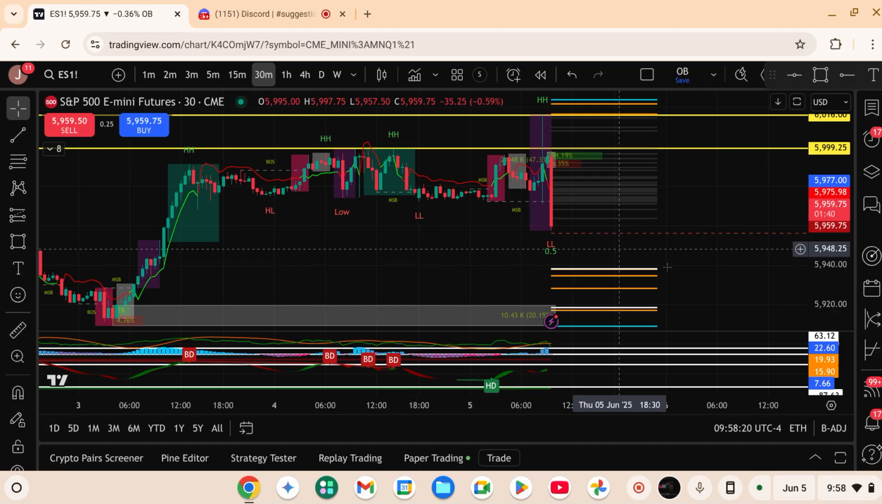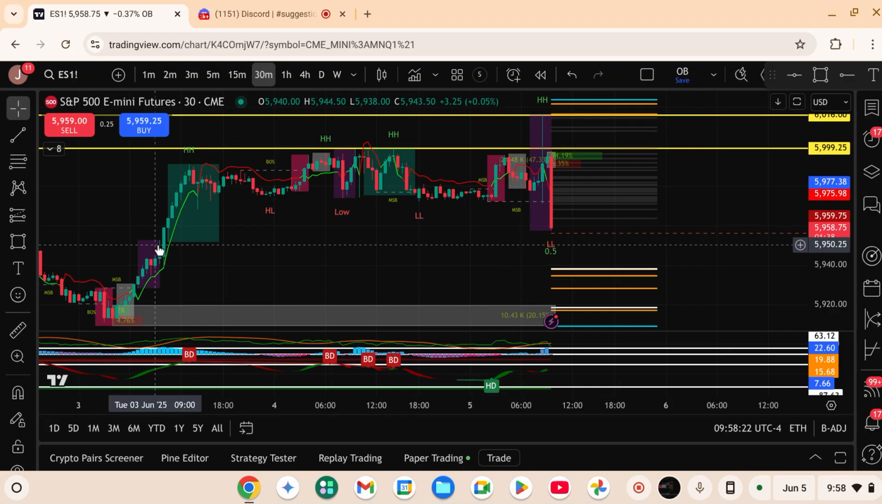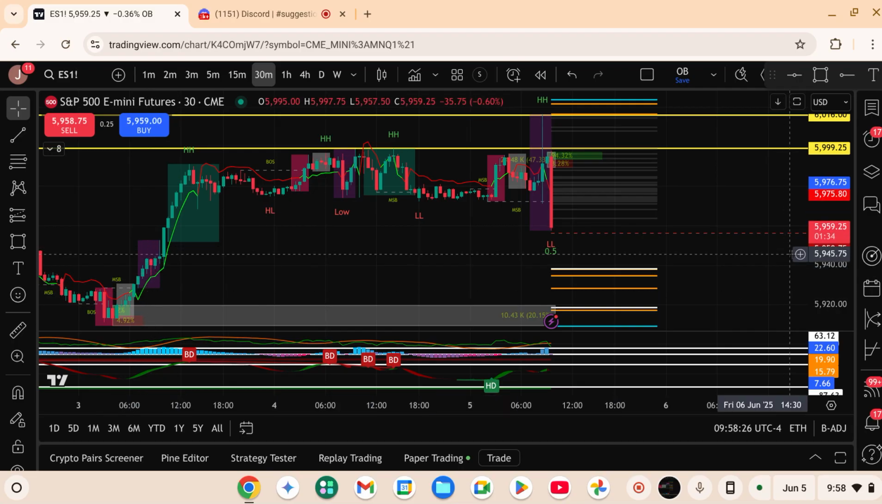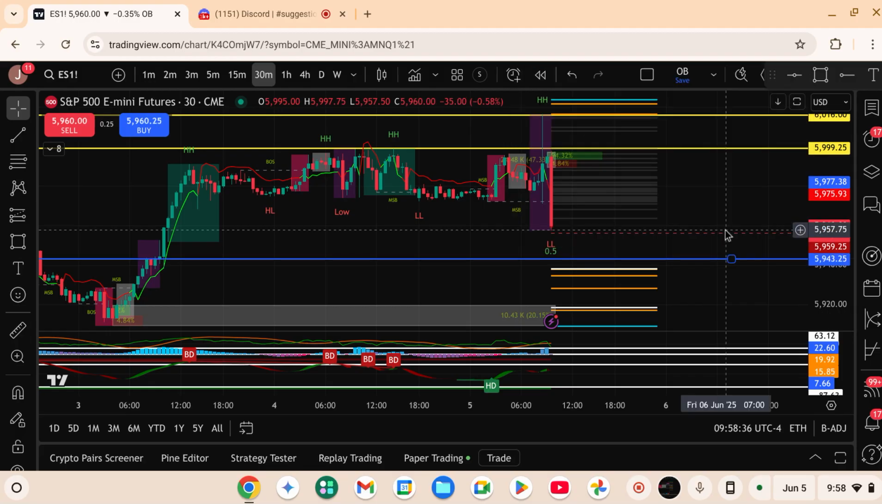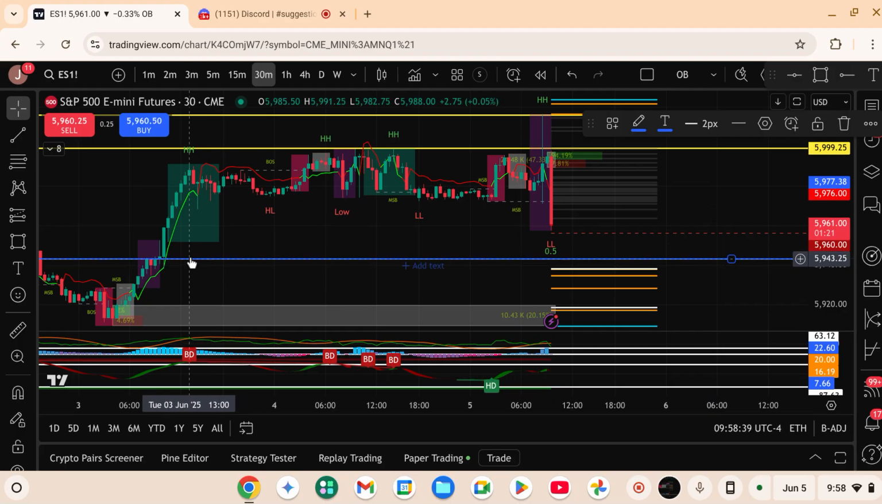So it's probably going to tap into this here, right here, and then move back up right here. Maybe go a little farther to take out this liquidity right below it.